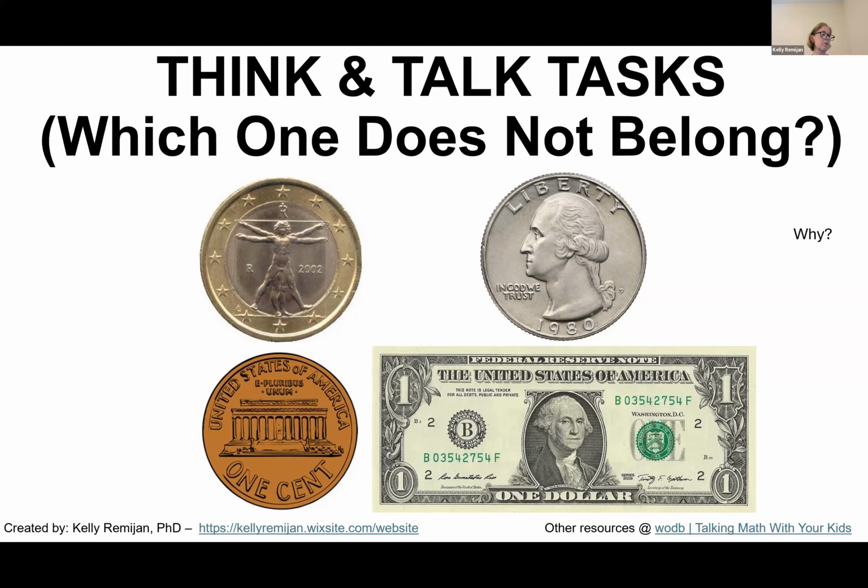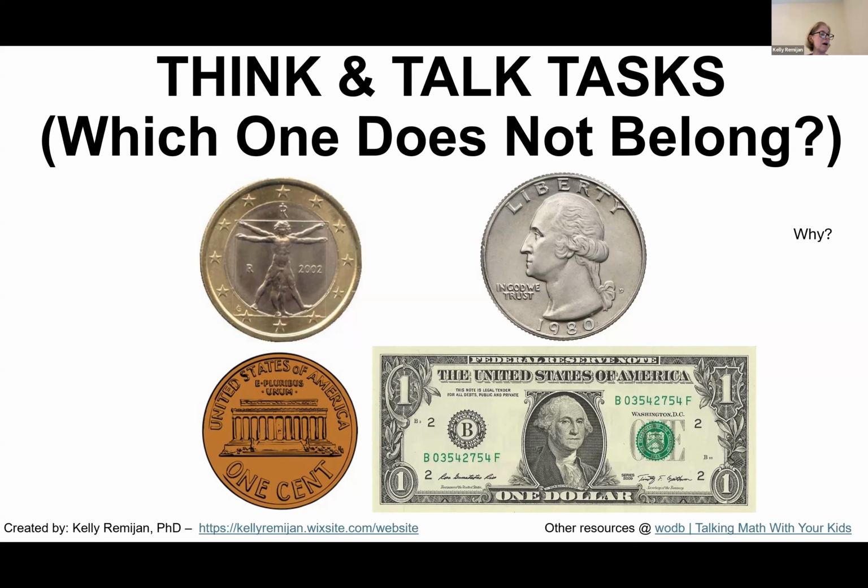Any other thoughts? Which one does not belong? Now, kind of going along with what S. Dexter said, the bottom left does not have an image of a person, or maybe someone else would think of it as the only one that has the picture of a building. It's kind of saying the same thing, but in a different way. Ooh, Ashley says the penny is now out of production. So that one doesn't belong because it's out of production.